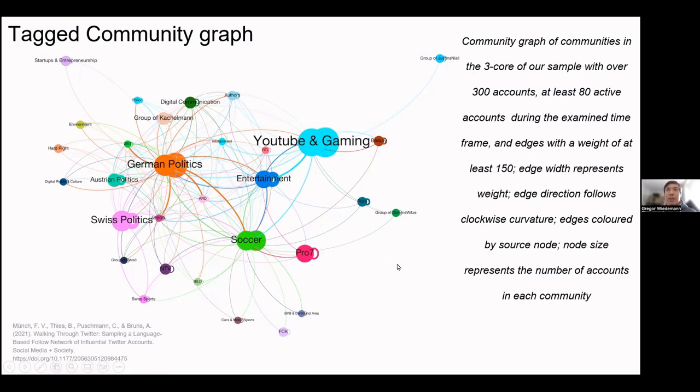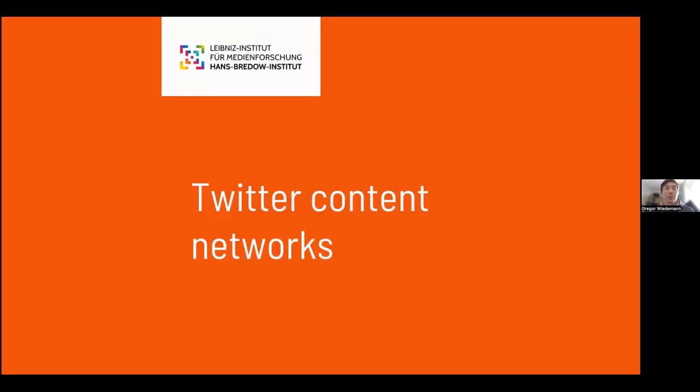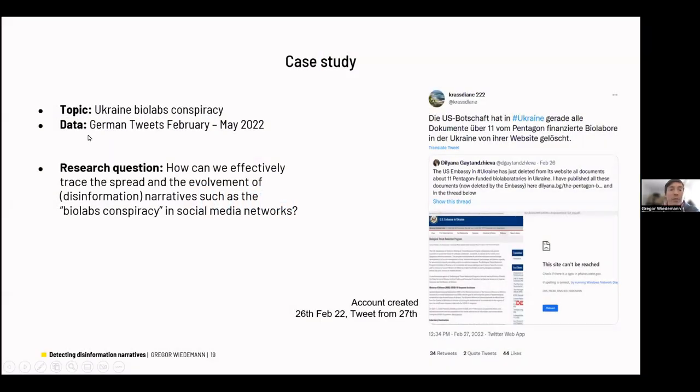But we want to deviate now a little bit from these user-centered views on Twitter and actually look into the contents, because we want to investigate this Ukraine biolabs conspiracy a little bit more. We do this by looking at tweets which were published from February to May this year, in the context of the beginning of the Ukraine-Russian war. So our research question is: how can we effectively trace the spread and evolvement of disinformation narratives, such as the biolabs conspiracy, in social media networks?